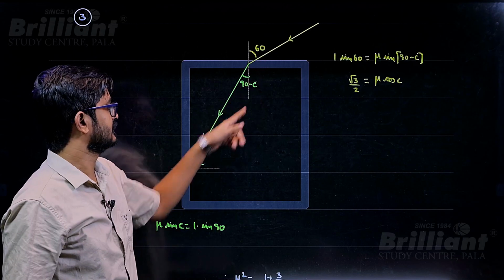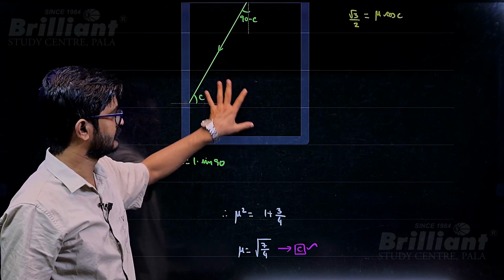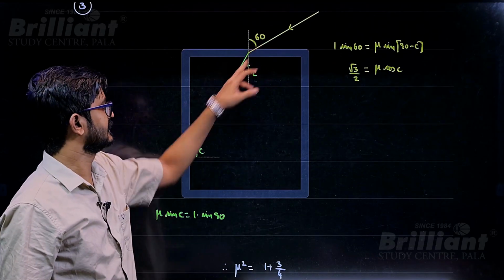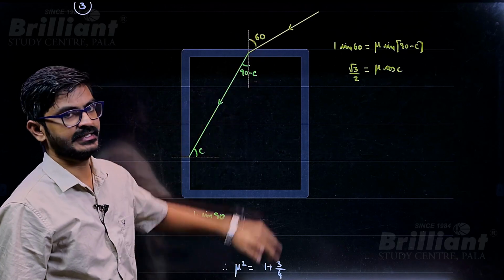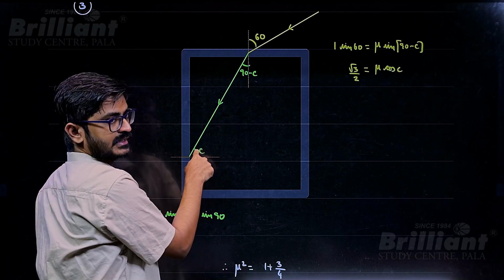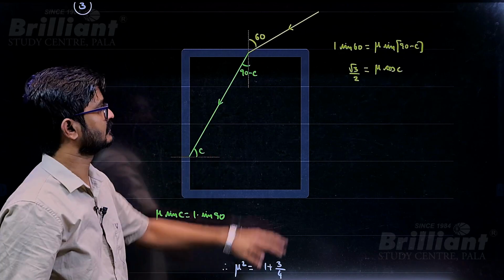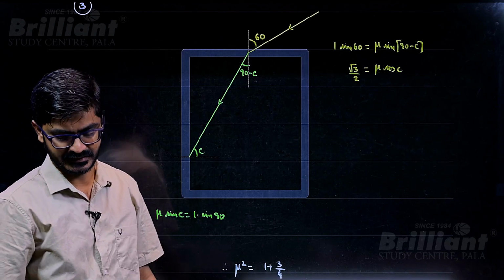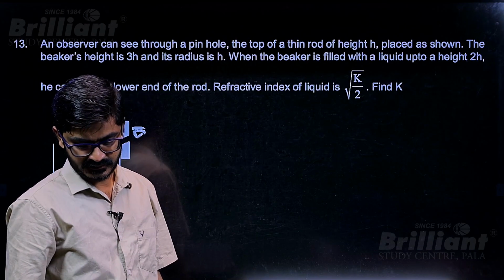So for 60 degrees, if the refractive index of this material is this much, then it will be just grazing. If it is 59 degrees, this becomes less, and this will become more than critical angle, so it will be total internally reflected. So all the other rays will be total internally reflected. Going to the next question.